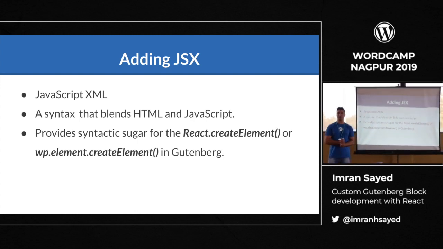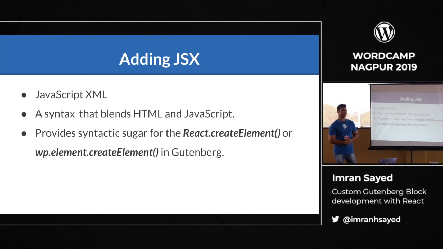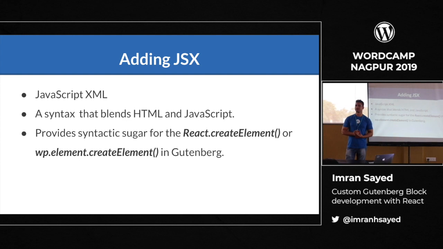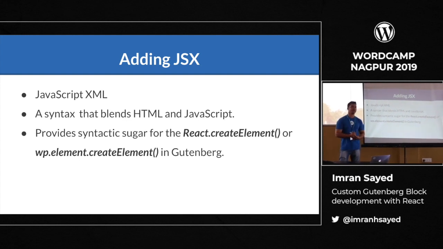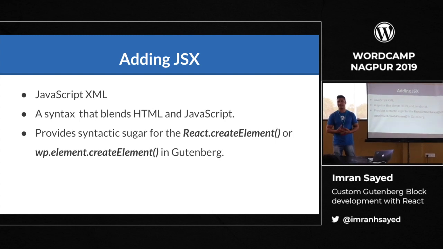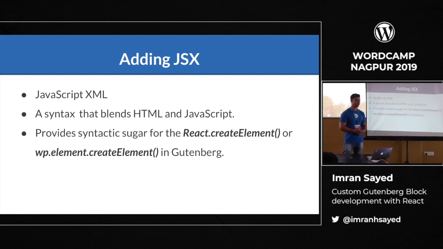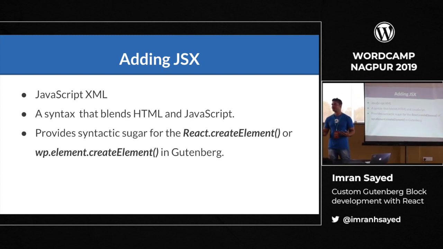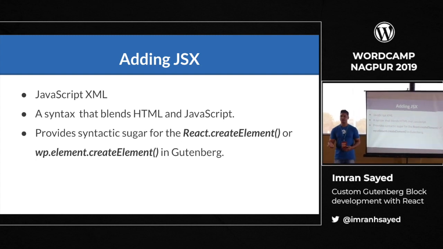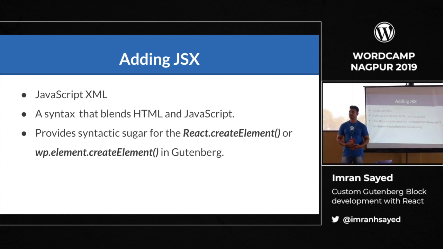So why do you think Gutenberg has abstracted React for you? Initially, when Gutenberg came in, it was difficult for everyone to digest and start using because most of us were PHP developers, right? We were not JavaScript developers. And even if you know JavaScript, you would know native JavaScript and not React. That is why it has abstracted React for you, so that you can still write your blocks in native JavaScript.